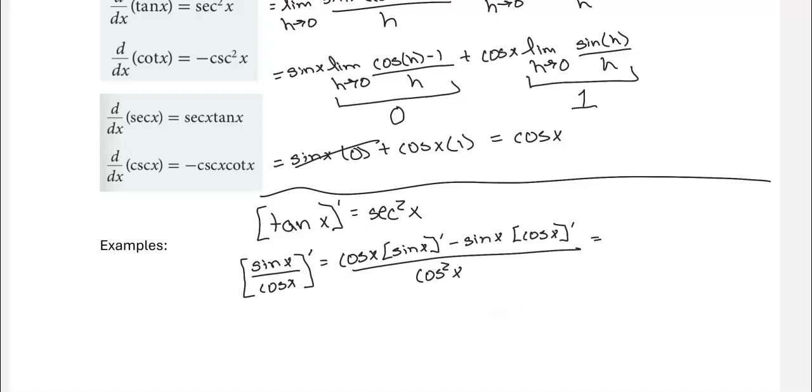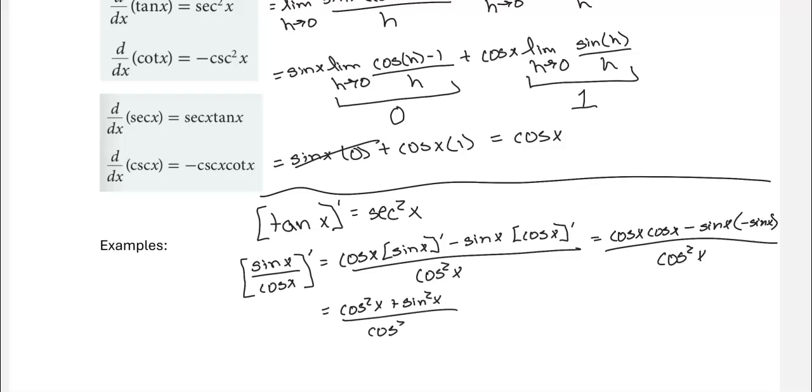So now let's take the derivative of these two pieces. We have cosine x times the derivative of sine, which is cosine x. And then we have sine of x times the derivative of cosine, which is negative sine of x, all over cosine squared. So this ends up being cosine squared plus sine squared in the top. And that is a Pythagorean identity. We know that is equal to 1. So now we have 1 over cosine squared, which is the same thing as secant squared.